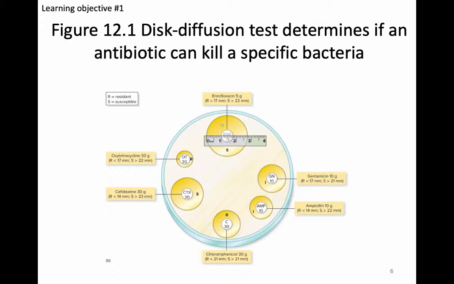Now, there is a zone between 17 and 21 for gentamicin, which is just called intermediate or inconclusive. So if you got this result somewhere between resistant and susceptible, you would do further experiments to determine if the microbe is sensitive or resistant.